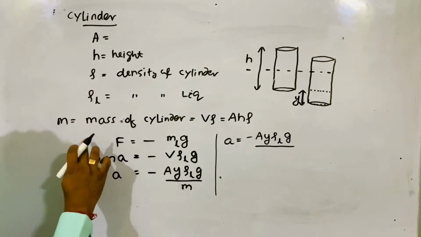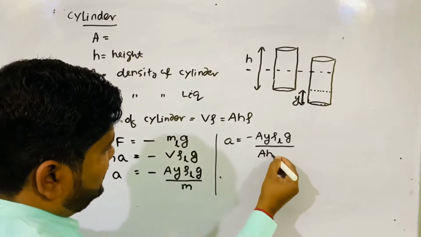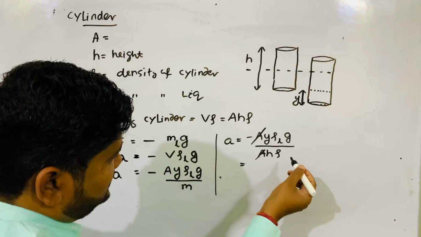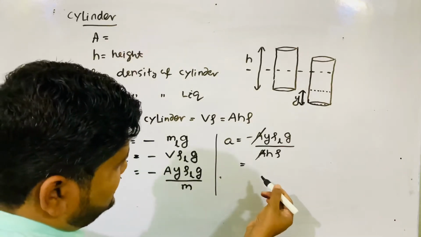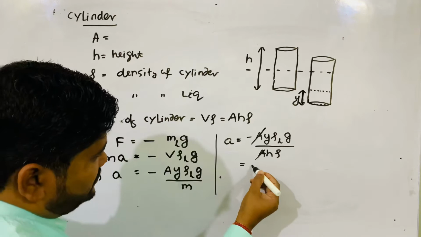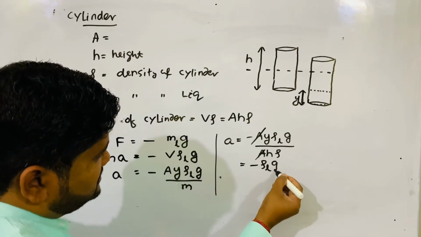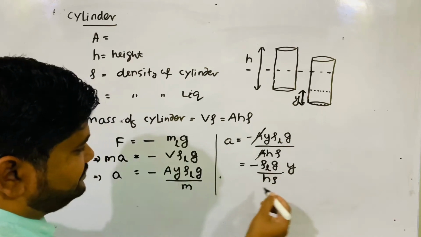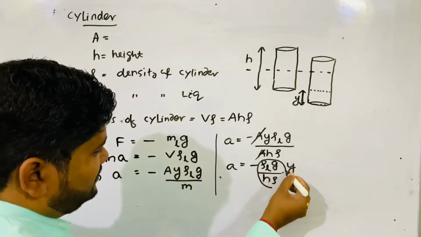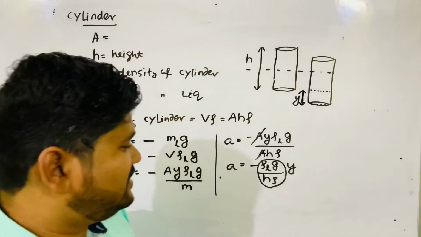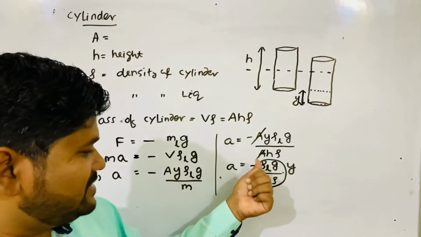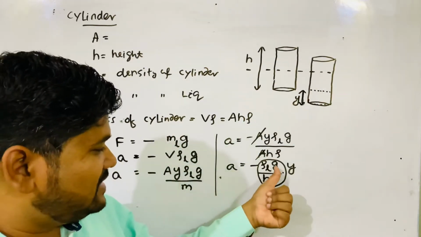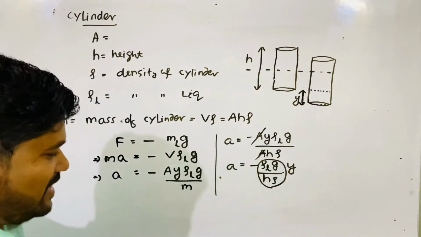I think we have already calculated the mass: A H rho. A cancels. Is anything else canceling there? No, nothing cancels. So it is minus rho L g by H rho, into Y. Rho L, the density of the liquid, is constant, and the density of the body is constant. H is the total height of the cylinder, that is constant, and g is constant. So now the work is over.